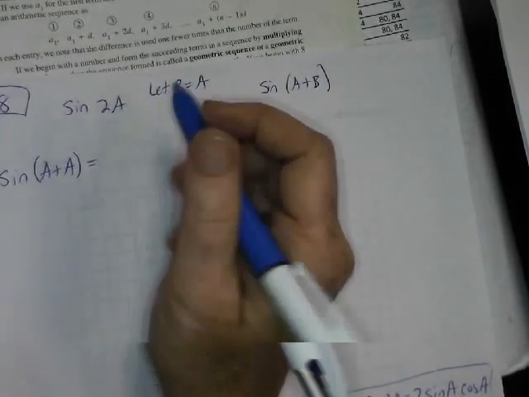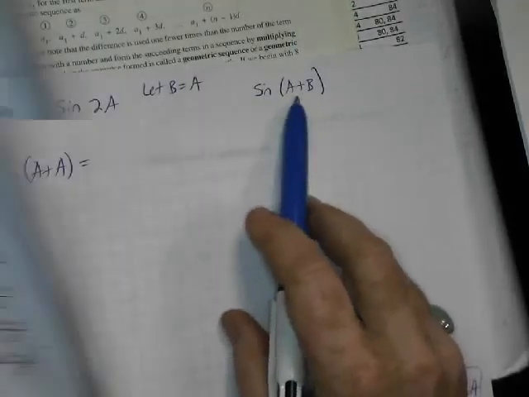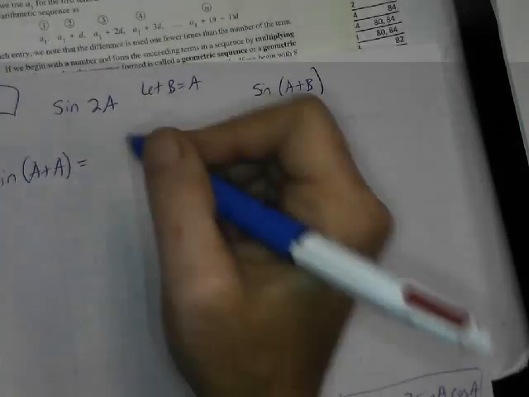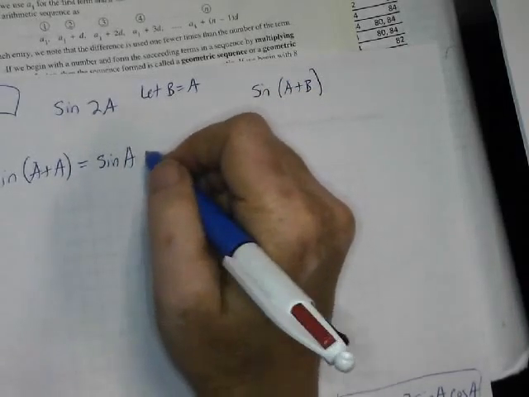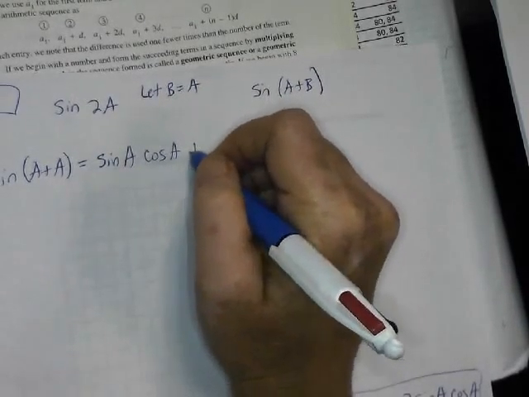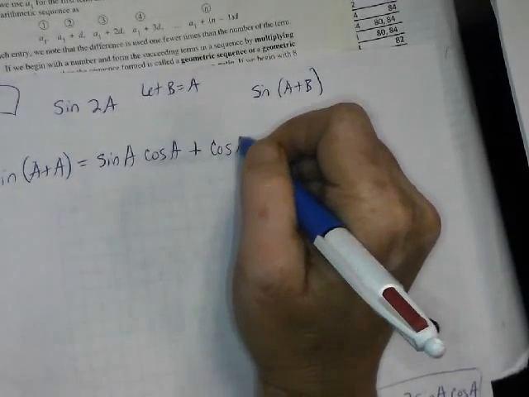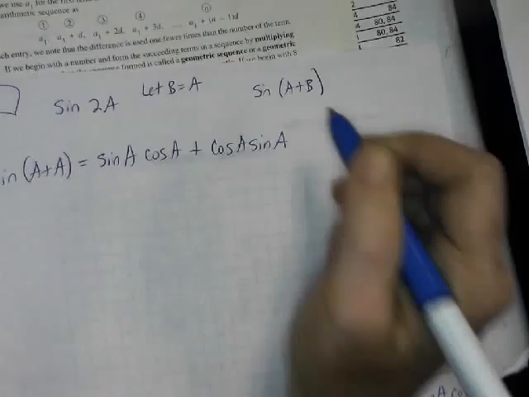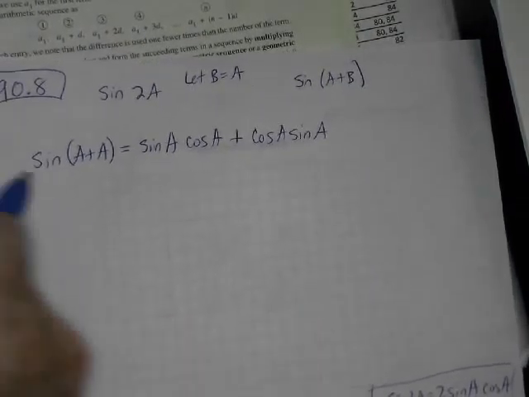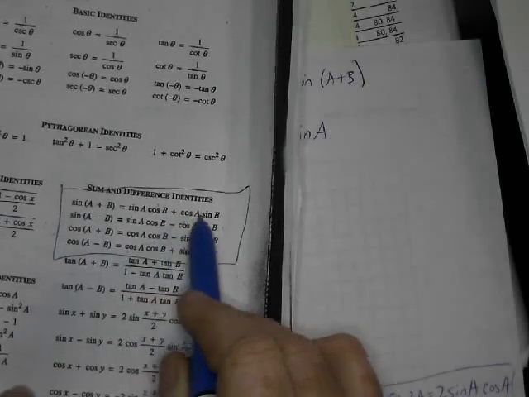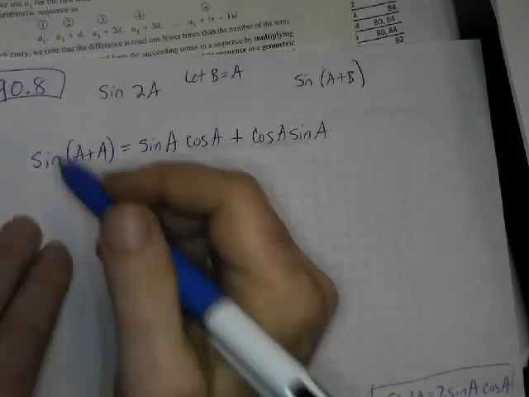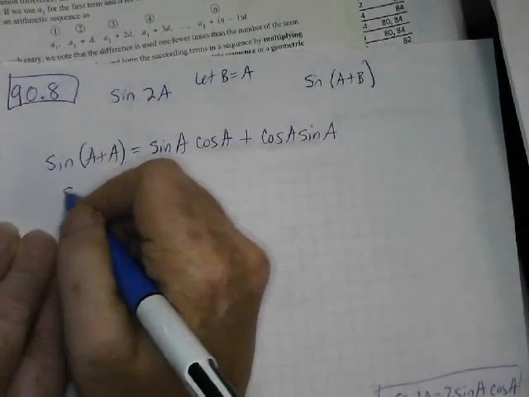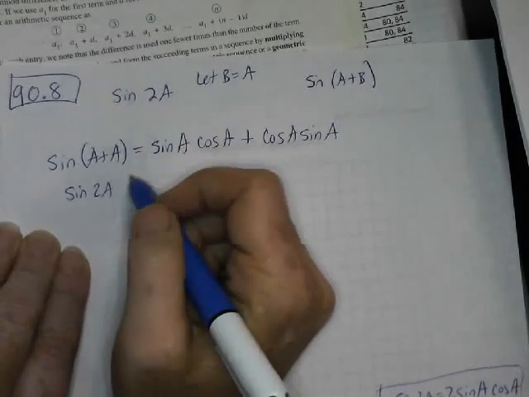And then I'm going to grab my identity off of here. I'm supposed to use sine A plus B. So sine A plus B is sine A cosine B. But remember, I let B equal A, so it's going to be sine A cosine A plus cosine A sine A. Okay, I grabbed that off of this sheet. It's the very top one right here. And I replaced all the B's with A's, because when I add the A and the A, that gives me sine of 2A. And that's what they're asking me for.